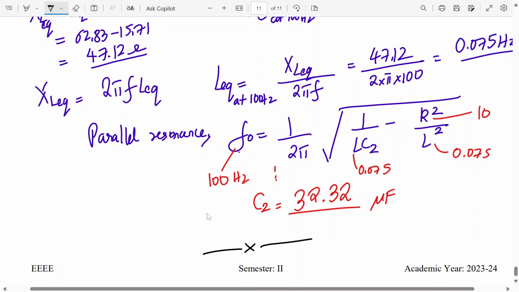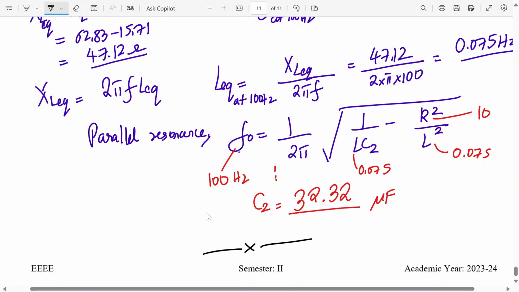Sorry, which formula? No, no, he has taken L out. If you take L out, it will be under root of L by C2 minus R square. It will come like this, right? Yeah, yeah. So that's the case.